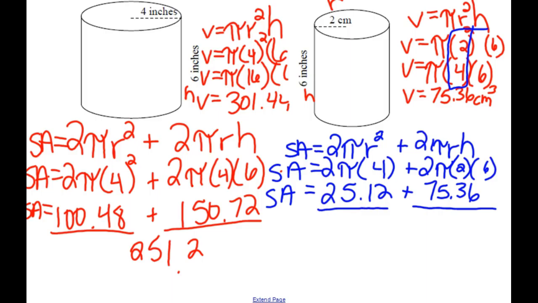And so now that we have those two parts, we just have to add them together. So you would get 100.48, and let's see. Oh, we got inches and centimeters. Okay, well, we're not going to worry about that. So 100.48 is our surface area.